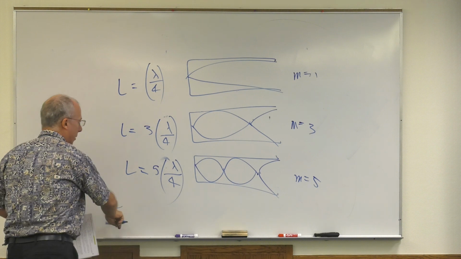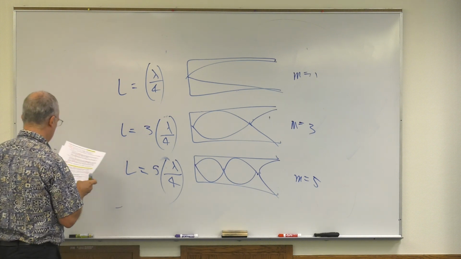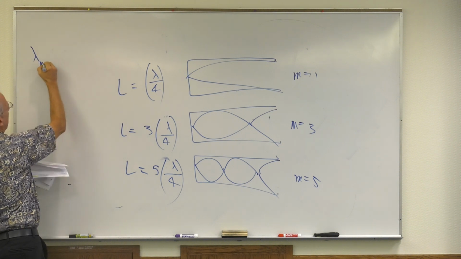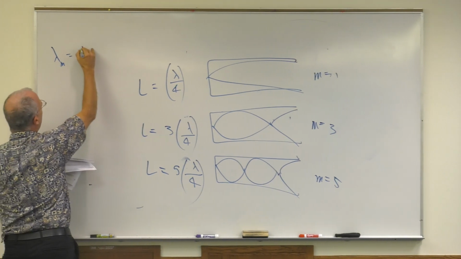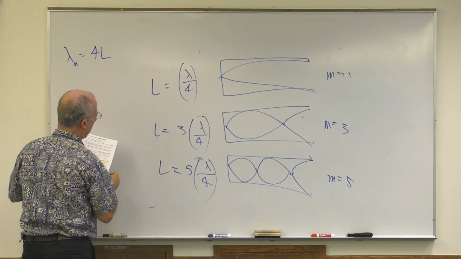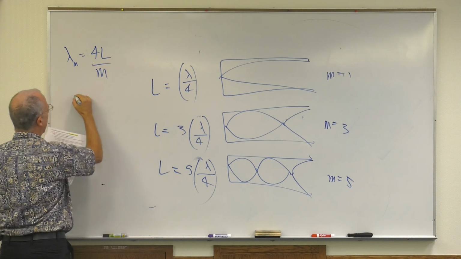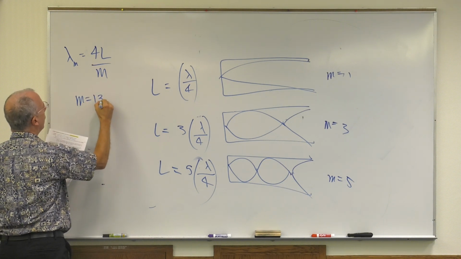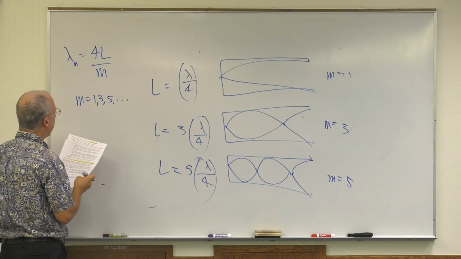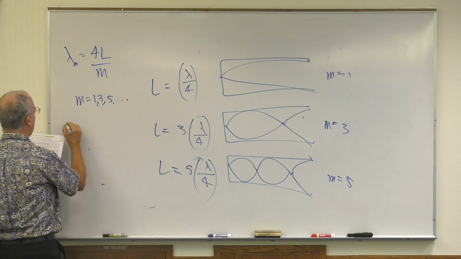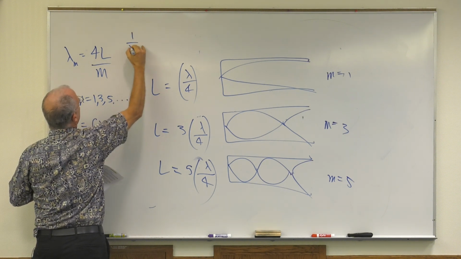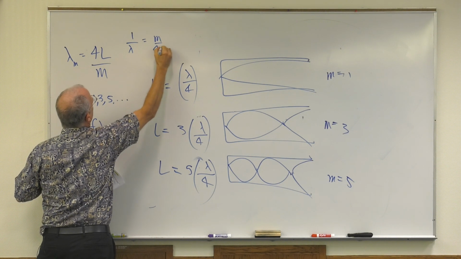All right, so let's work it out. So lambda m appears to be 4L divided by M, where M is 1, 3, 5, and so forth. All right? So now, V equals f lambda. Okay, so 1 over lambda is M over 4L.